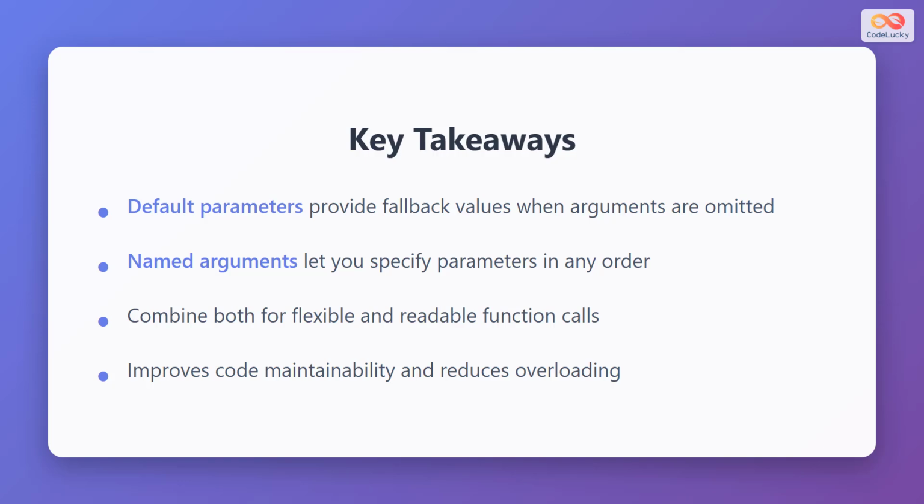Let's recap what you've learned. Default parameters provide fallback values when arguments are omitted, making your functions more convenient to use. Named arguments let you specify parameters in any order, improving code clarity. You can combine both features for maximum flexibility and readability. Finally, these features improve code maintainability and reduce the need for function overloading. Practice using these techniques in your own Kotlin projects to write cleaner, more professional code.